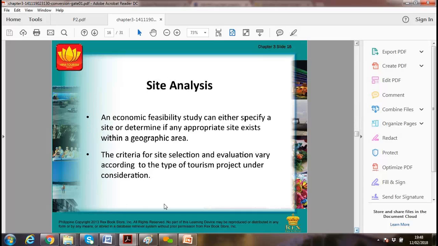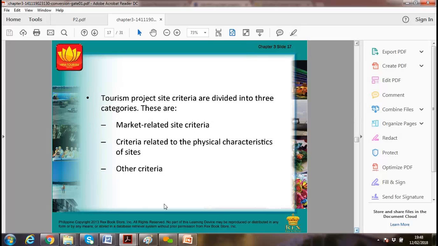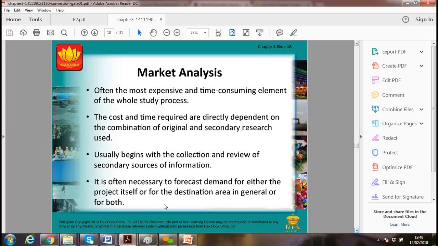Site analysis: which site we are going to develop, and in which geographical area. Tourism project site criteria are divided further into market-related site criteria. We need to look at the physical characteristics of the site and what impact there will be. Then market analysis: what will happen in the market. As a whole study, it is time consuming, and the cost and time required depend directly on the combination. So we can use primary and secondary research. What is the difference between primary and secondary research?